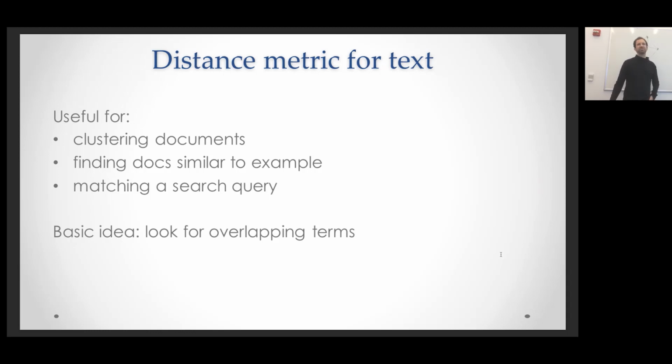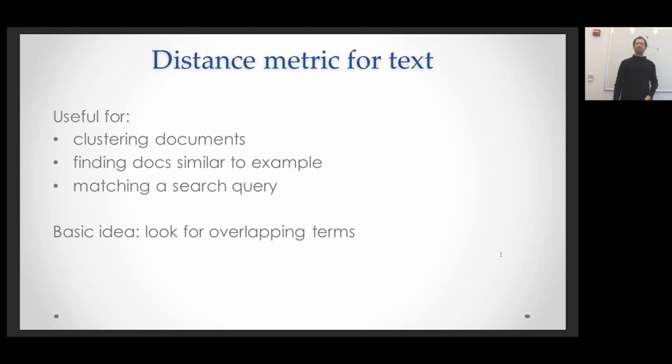Okay, so now we've got vectors. Now we want to get a distance metric. This is useful for a lot of things. So clustering, as we saw, matching a search query. How a search engine actually works at the base level is it calculates the distance between every document and the search query, and then it sorts by distance and shows you the closest results. That's pretty much what a search engine does.